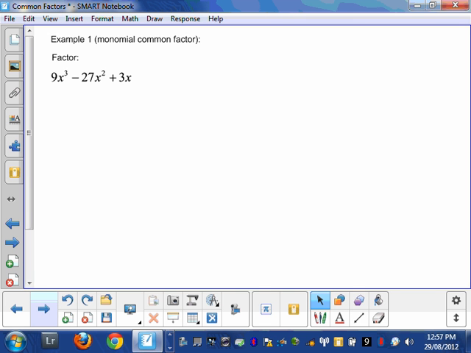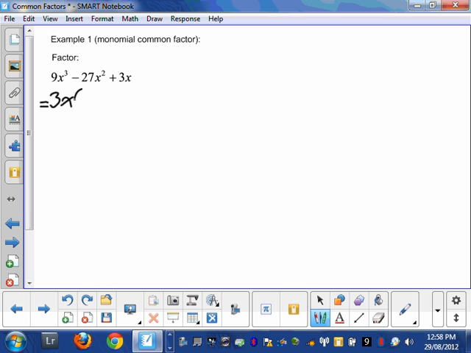What does it mean? Well, it means that we will find a term, a monomial term, that is found in every single term in this trinomial, and that's why we will call it monomial common factor. Looking at the coefficients, the common factor would be 3. But also looking at the variables, x cubed, x squared, and x, the common factor will be x. So putting it all together, the common monomial factor is 3x.